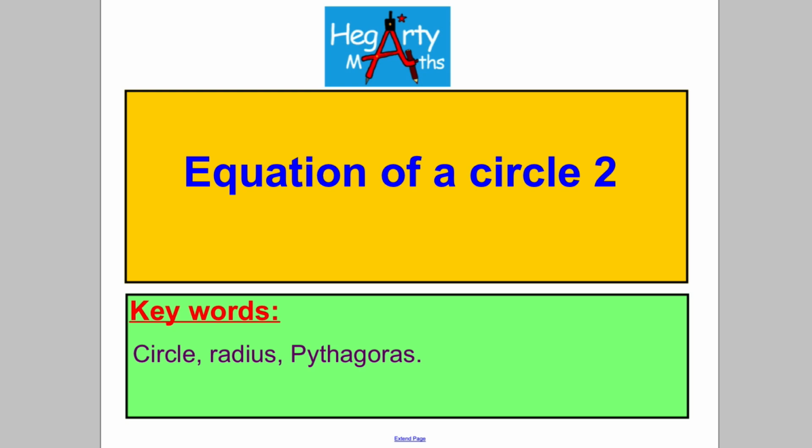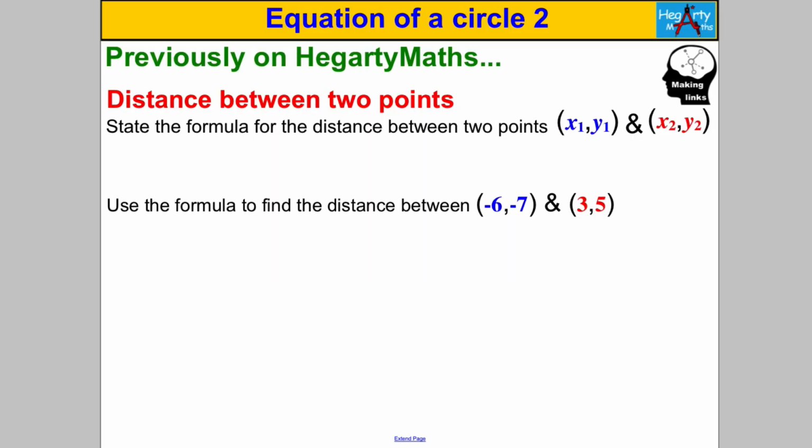So let's link back to the first video and what we talked about there. Pause the video and state the formula for the distance between two general points, say x1, y1 and x2, y2. Subsequently, use that formula to find the distance between the points -6, -7 and 3, 5. Pause the video, have a go.